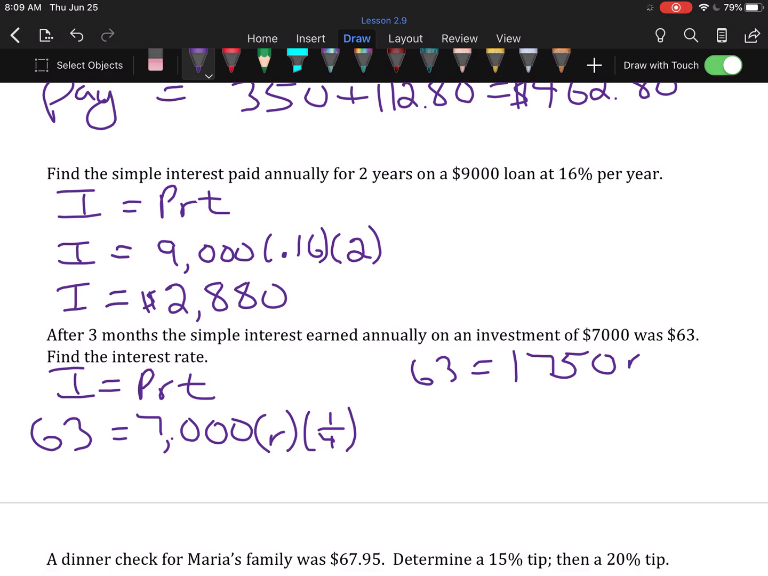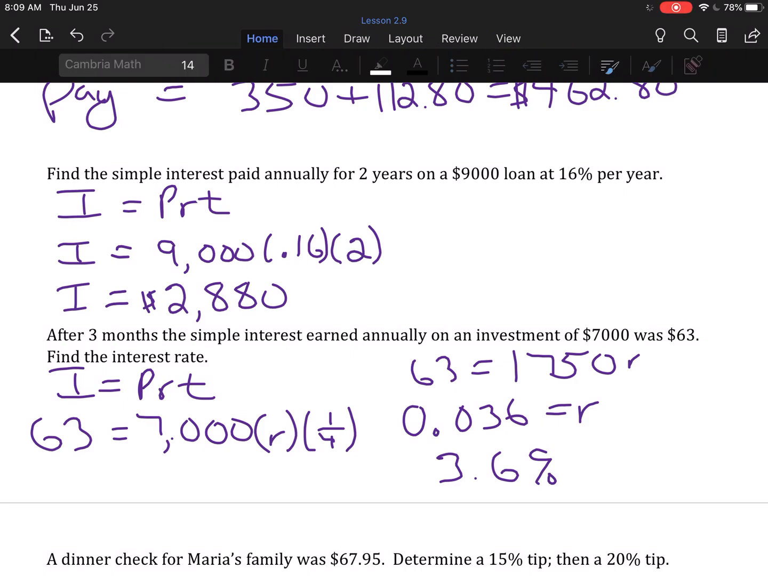Now it's a one-step equation. We will divide both sides by 1,750 to get R. We get 0.036 is R, which means it's a 3.6% interest rate. When you're asked to find an interest rate, you should report the answer as a percentage, not in its decimal form. So remember to slide that decimal point over a few places.